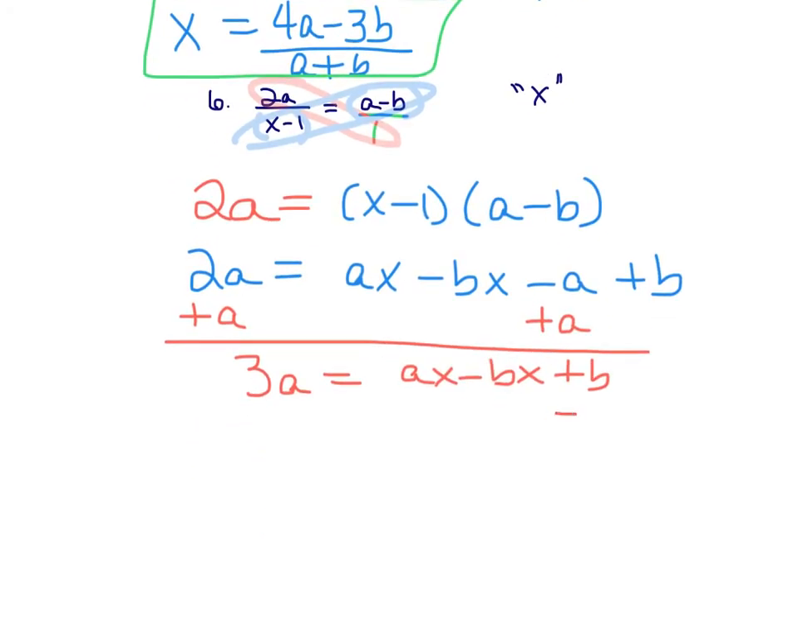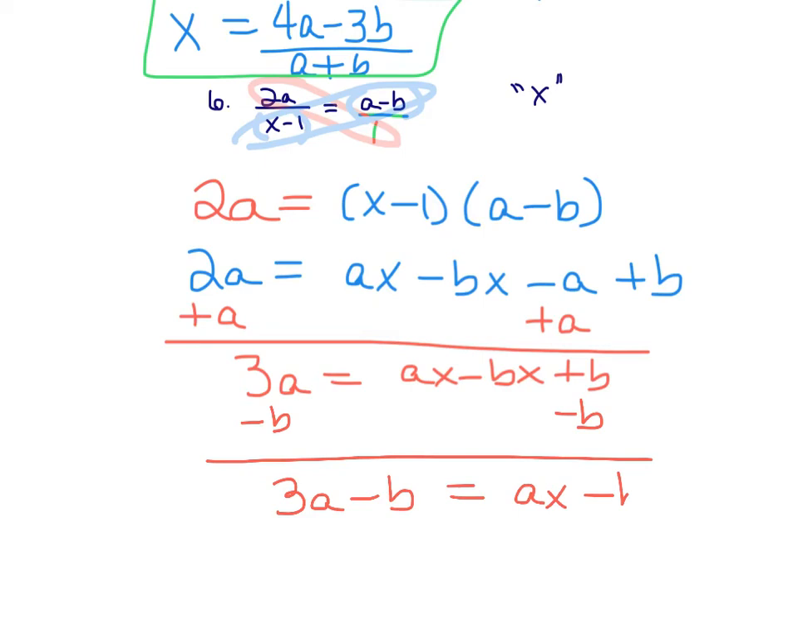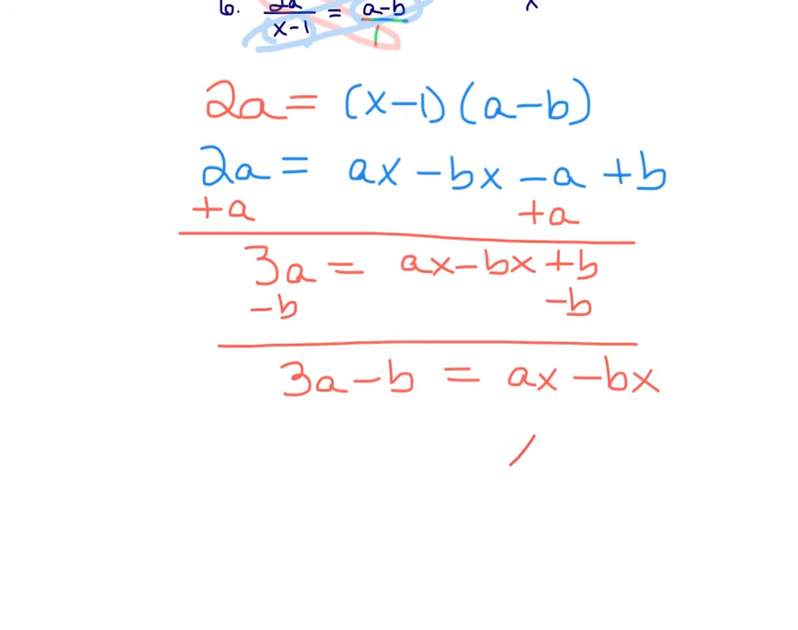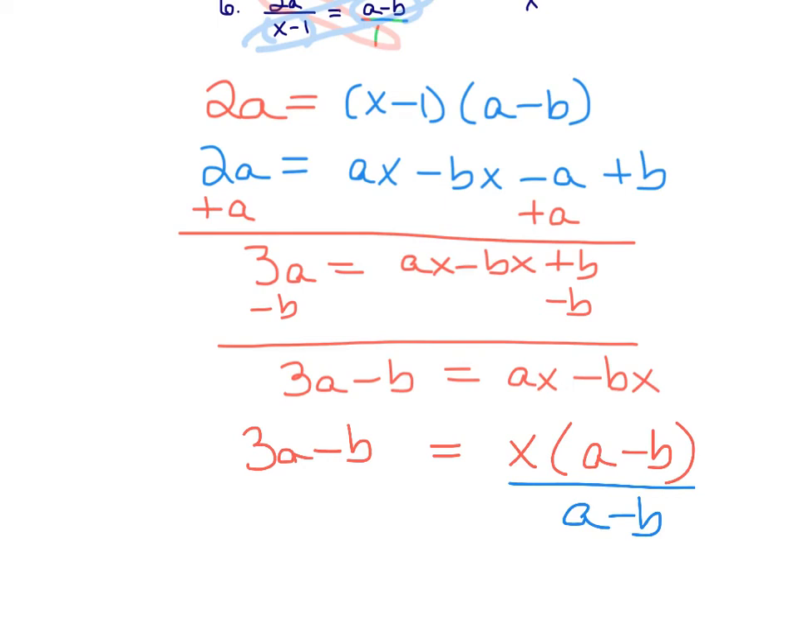I'm going to subtract the b. 3a minus b equals ax minus bx. And here we go again. I need to pull out a GCF of x. So here I get x and then a minus b. I still have the 3a minus b on the right. And now I divide by a minus b.